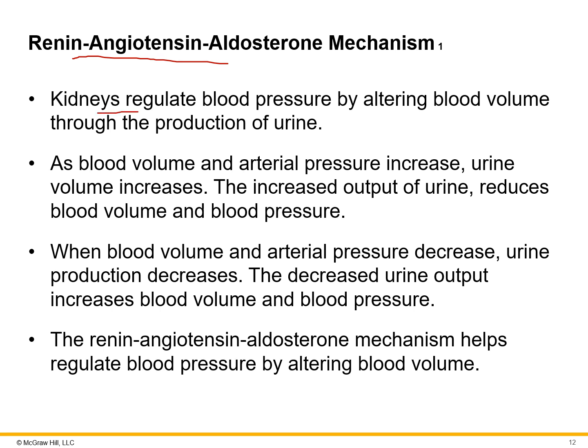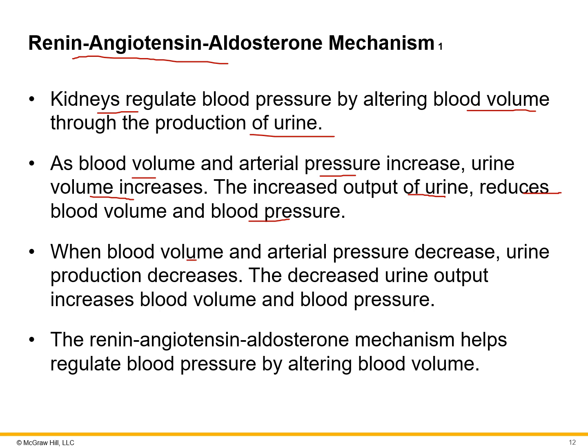Here we're using the kidneys to regulate the blood pressure by altering blood volume through the production of urine. So the kidneys change blood volume by altering urine production. As the blood volume and the pressure increase, the urine volume is also going to increase. The increased output of urine decreases blood volume, essentially taking the fluid from the blood and excreting it as urine. That decrease in blood volume also then alters the blood pressure.